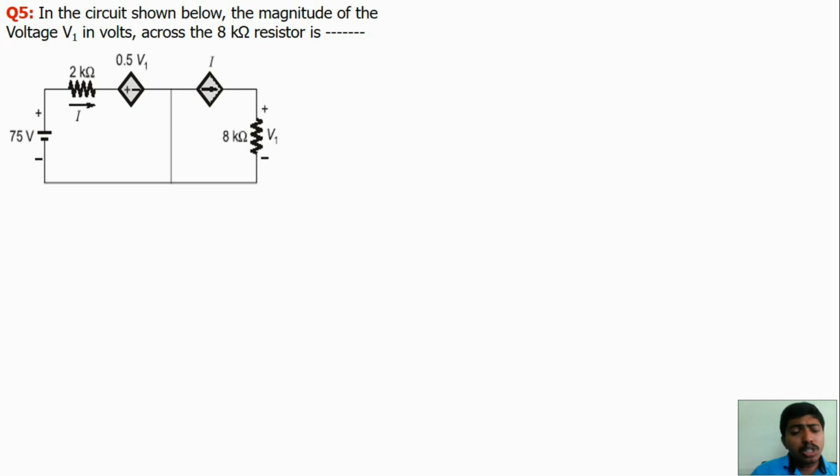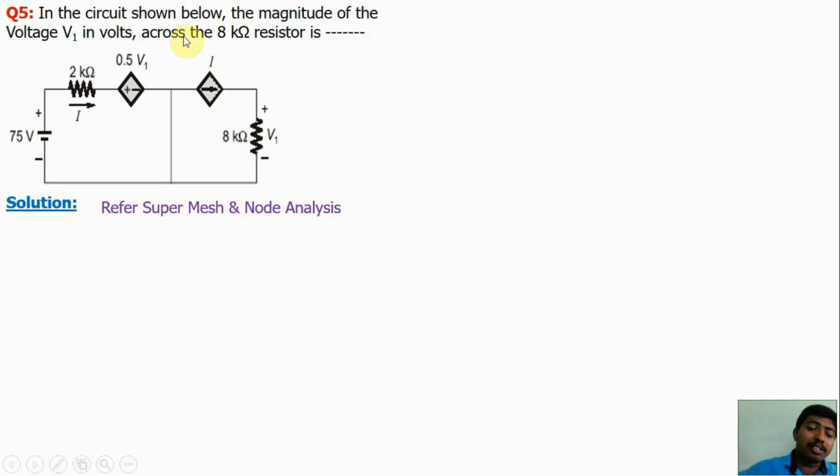We may solve these questions by using the supermesh concept or the node analysis concept. You may choose any one method. So just refer to both concepts, supermesh and node analysis. The objective of the question is to find the voltage across the 8 kilo ohm resistor, that means V1. Here we will use the supermesh concept.